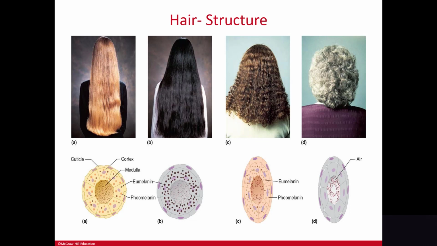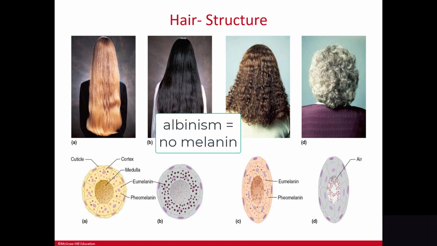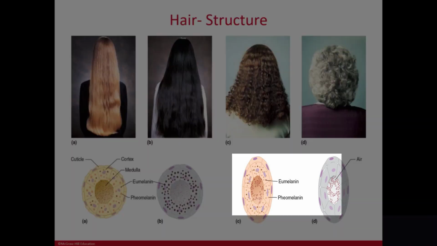Hair color is derived from the amount and type of melanin present in hair cells. Melanin is the black pigment that's found in skin, hair, and eyes. If we have no melanin, you'll end up with albinism, and I have a picture in a couple more slides here. Eumelanin is the darker form of melanin, and pheomelanin is the lighter form of melanin.